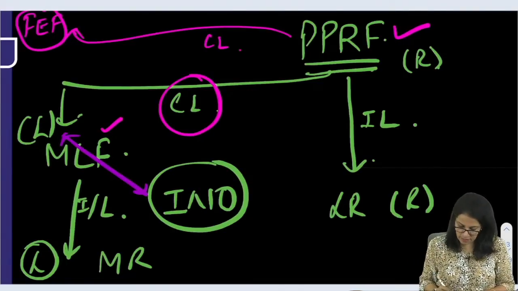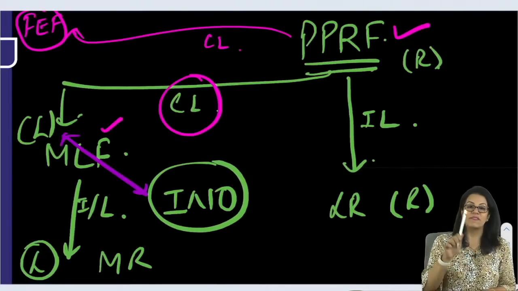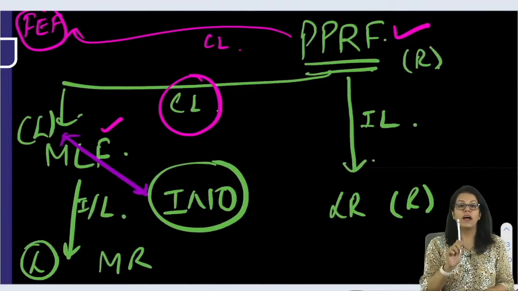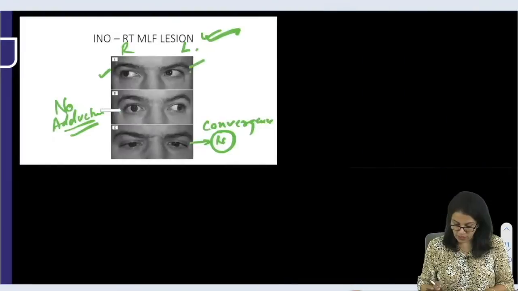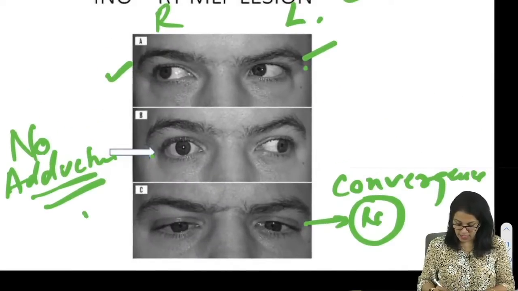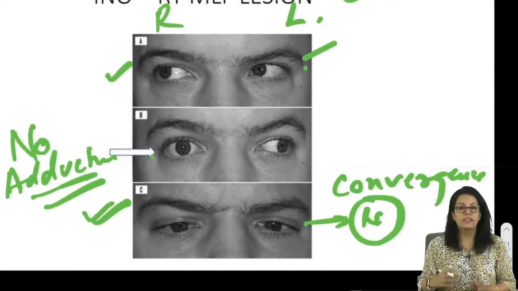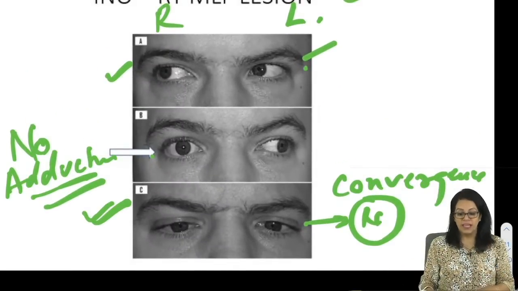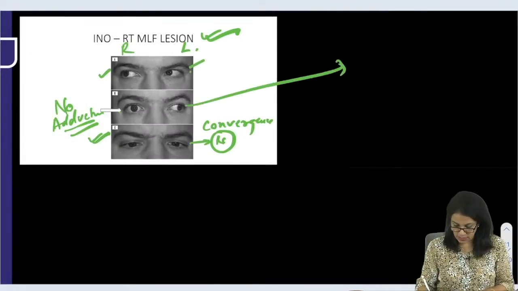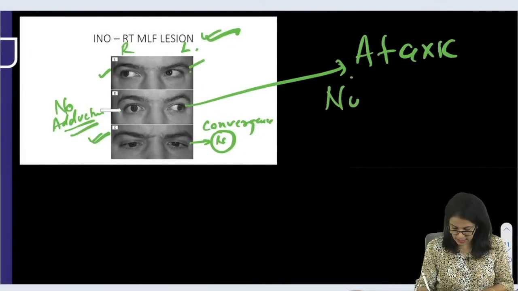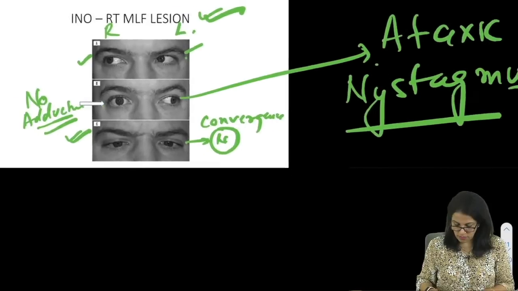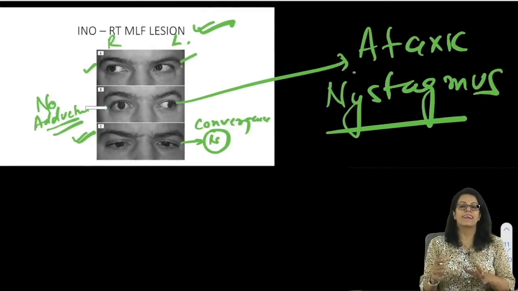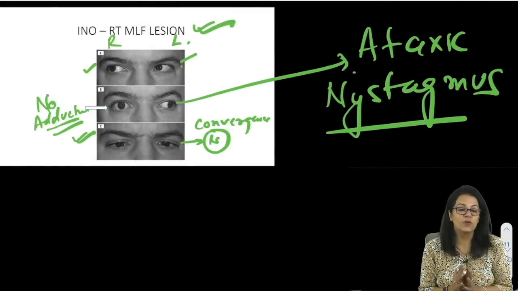If there is any MLF lesion, what is happening? MR will not work. So, the side where there is MLF lesion, that side no adduction. This is what you are looking out for here. So, that side no adduction. What about the other side? That can abduct, but it will show ataxic nystagmus. So, this eye is going to show ataxic nystagmus. Remember the name of this nystagmus, please. Ataxic nystagmus. So, questions on horizontal gaze center are asked, you should know this.